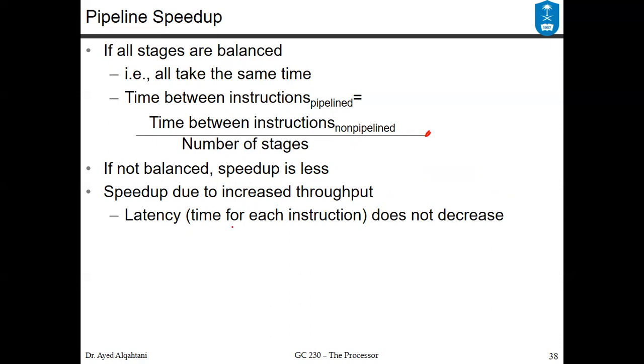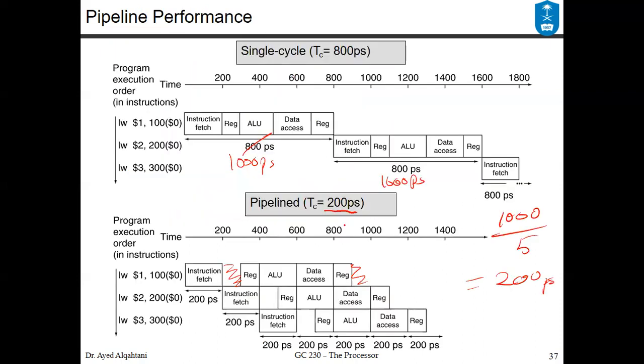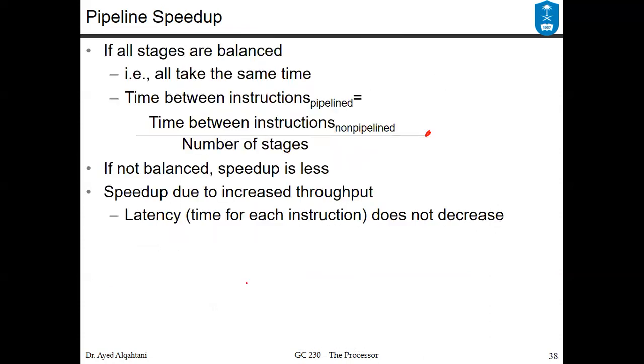The latency, which is the time for each instruction, doesn't decrease. It's actually the same. If you look at, for example, the load, how much time does the load spend to finish? It will spend 200 and 200 and 200 and 200, another 200. So it will spend 1000 for the load only. So for each instruction, you don't see the advantage. If you look at the overall throughput, then you gain a big advantage in terms of speed up.